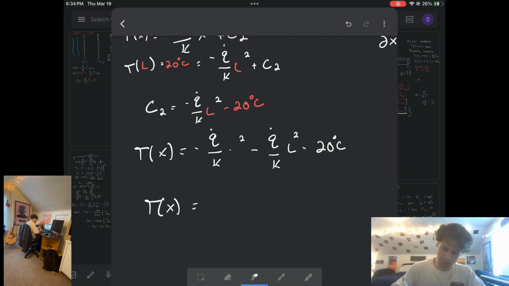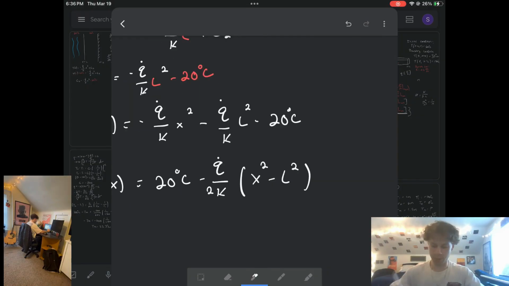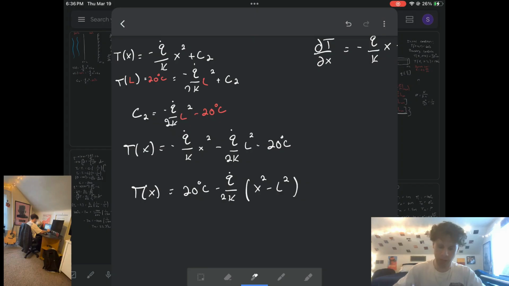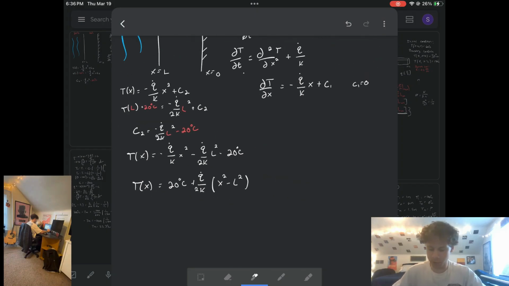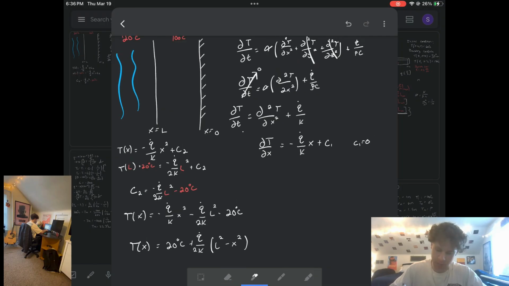And what we're left with, simplifying this down, is, this should be x. Our 20 degrees Celsius minus heat generation over our thermal conductivity times x squared minus L squared. It should be 2 after the second derivative, and then plus here. Oh wait, I see what I did. L squared minus x squared.